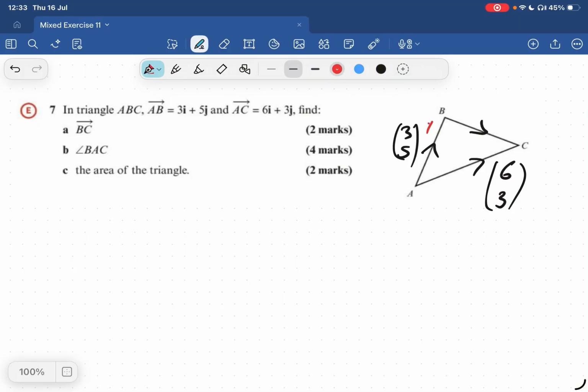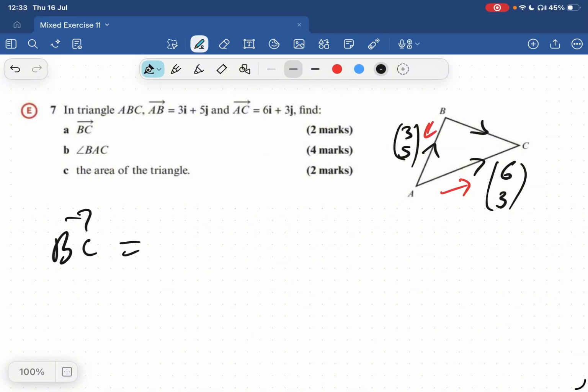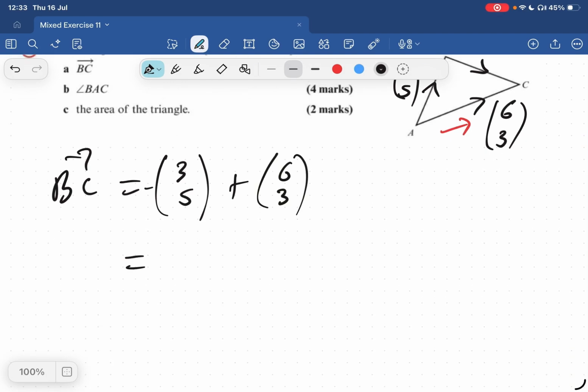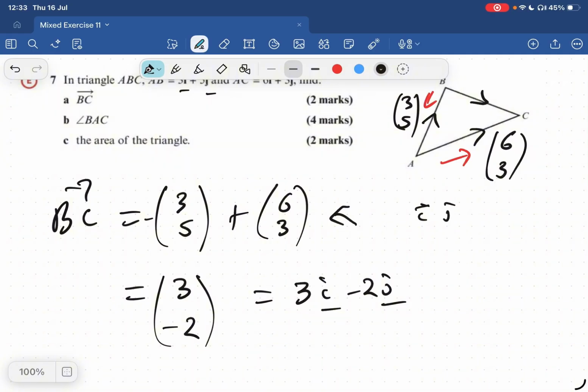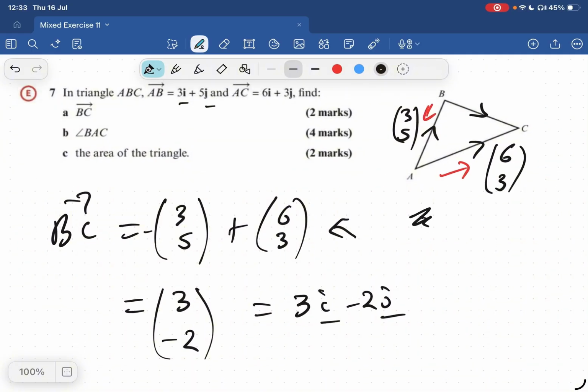Okay, we need to go against the grain here, and then we're going with the grain there. So B to C is going to equal negative 3, 5 plus 6, 3, which is going to equal 3, negative 2. Again, if the question gives you it in i and j, then it's always good to convert back to i and j. But when adding and subtracting, definitely use column vectors, because my i's and my j's, I always get mixed up by them. So yeah, that's what I'd recommend.